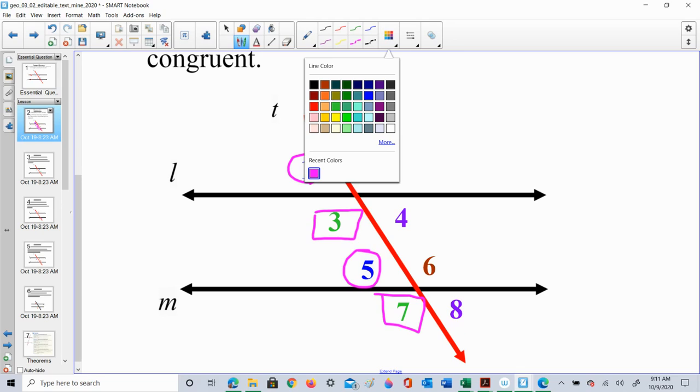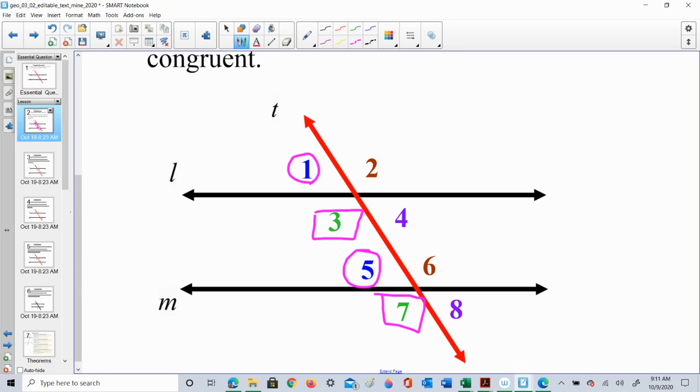Let's see if I can do that. Angle, it's not letting me draw. All right, it's not letting me draw there. Okay, I'm going to have to stop this because this is crazy. All right, just have to listen.